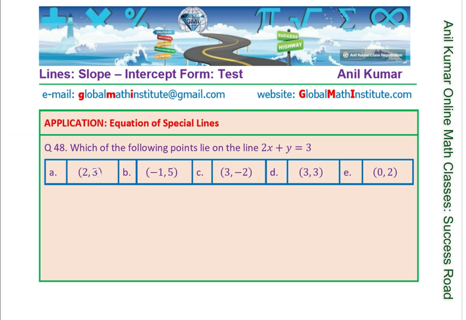So if I substitute 2 and 3, I get what? 4 plus 3, which is 7. But if I do minus 1 and 5, I get minus 2 plus 5, which is 3. So it is correct, right? If I plug in 3 and minus 2, 3 times 2 is 6. 6 minus 2 doesn't work out. 3 times 2 is 6. 6 plus 3 is 9, and 0. If I substitute, I get 2. So there is only one solution, as we just pointed out, correct? So I hope this concept is clear.